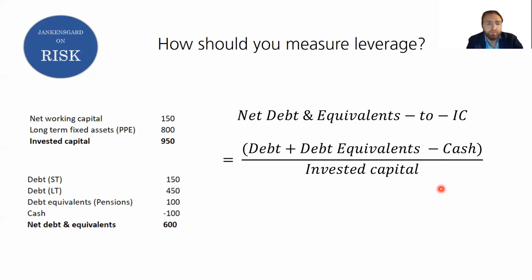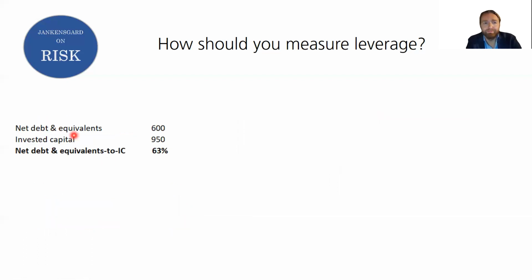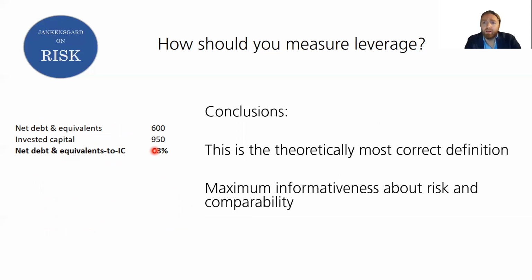right? So using the numbers in the example, we can calculate net debt as the two different forms of debt here, the equivalents to debt, pension liability, and we net the cash out to consider the risk reducing effect of that. So net debt and equivalents is 600. So computing the net debt and equivalents to invested capital ratio gives us 63% here. And that would be considered maximum correctness from a theoretical point of view.